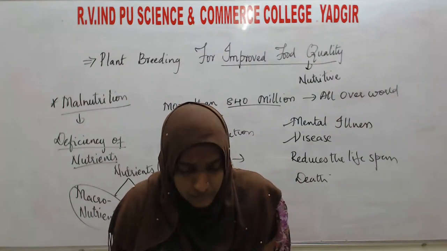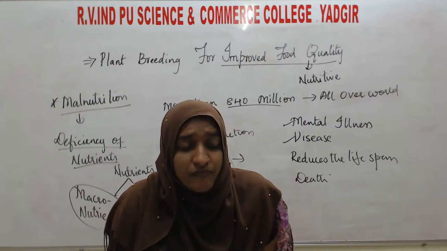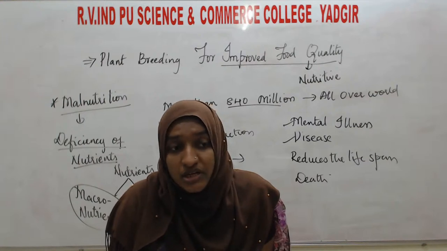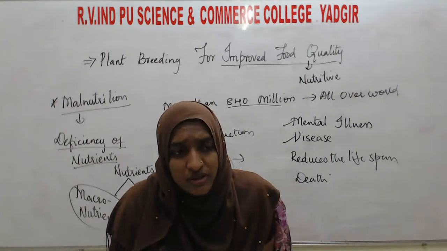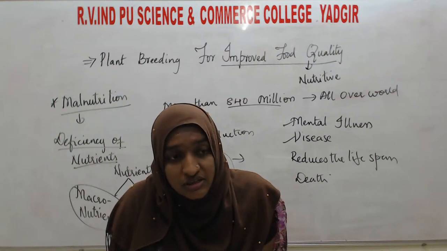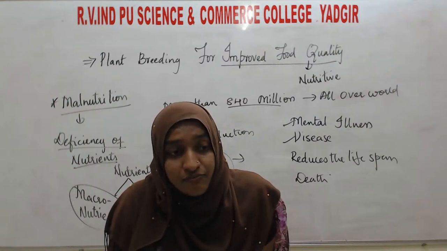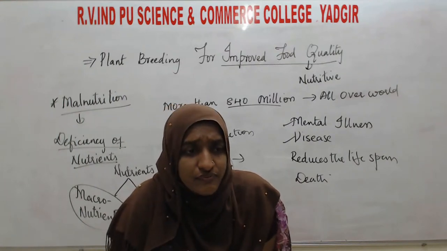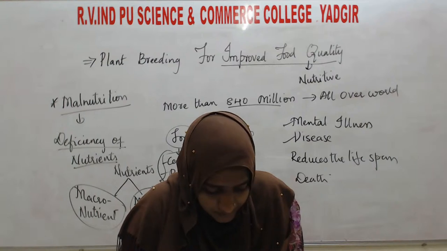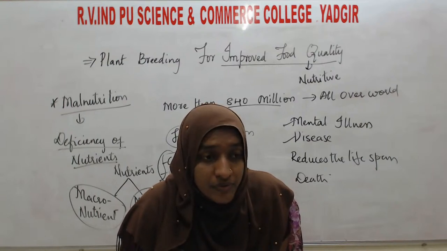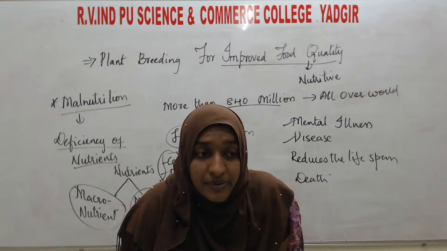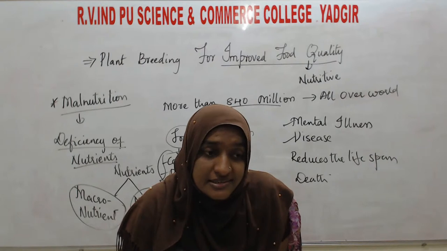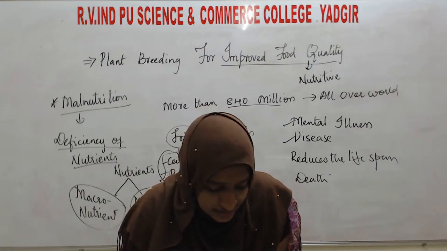So here first we will talk about the amino acids, which are the building blocks of protein. Proteins are very much required for children, especially. Among the 21 amino acids, 8 amino acids are very essential for the human body. These are provided by the plant breeding technique, which provides those amino acids in fruits, grains, cereals or pulses.